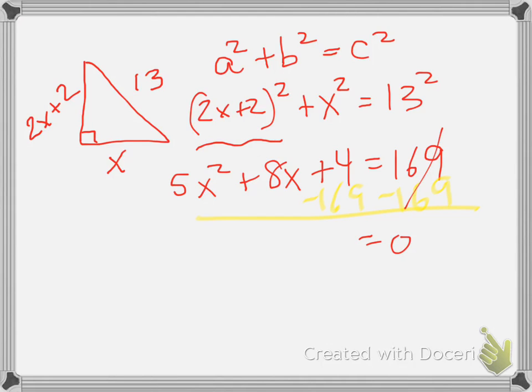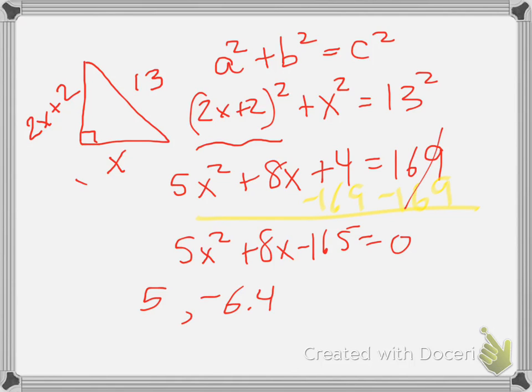I set it equal to 0. And I get 5x squared plus 8x minus 165. You can either try to factor that or use the quadratic equation. The quadratic equation is going to be easier. You can look on the answer key for all the steps of the quadratic equation, but what you come out with is 5 as one answer, and the other answer is negative 6.4.